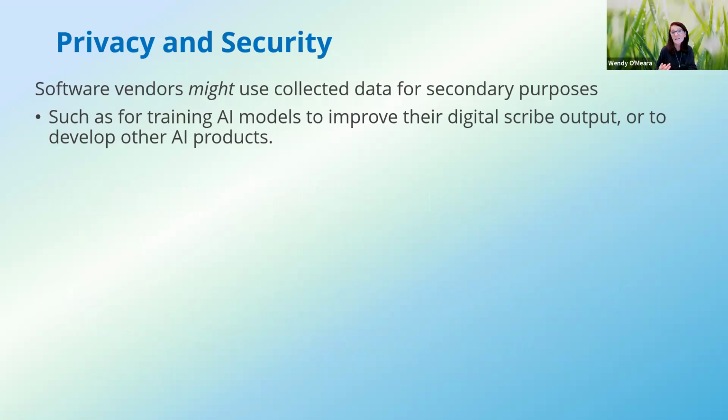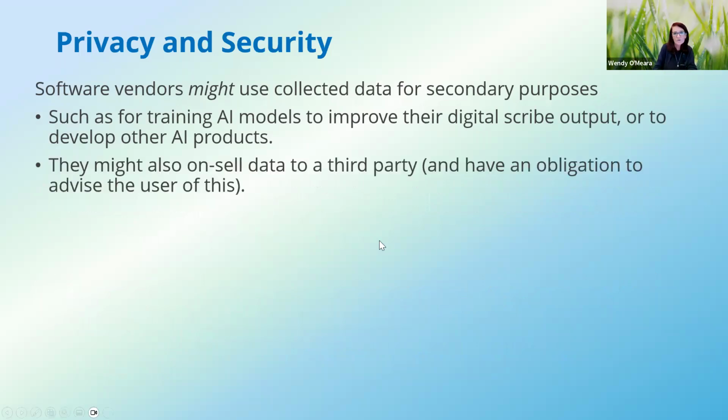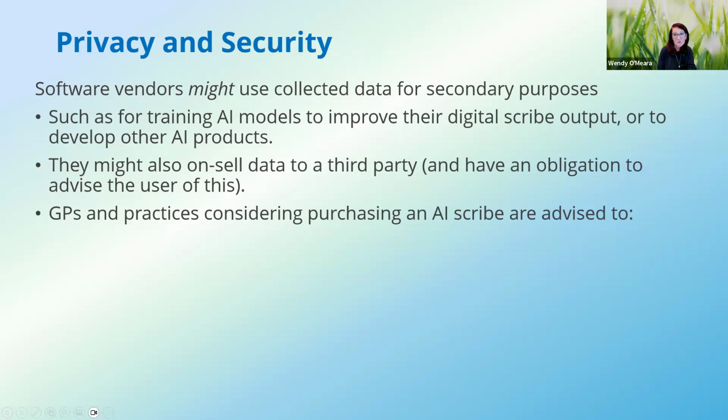So there are potentials for some software providers to use the collected data for secondary purposes, such things as training. They might use it for training AI models to improve the digital scribe or develop other AI products. They might also on-sell the data to a third party, and however, they do have an obligation to provide you with this. So if you've got any of those bodies or organisations that you're considering, I'd be making sure that there is no potential for the on-selling of data that you collect.